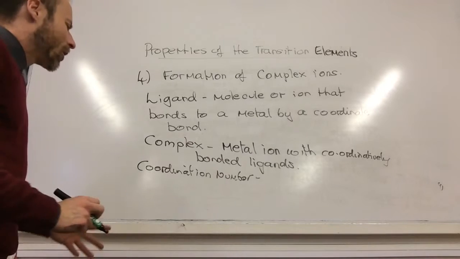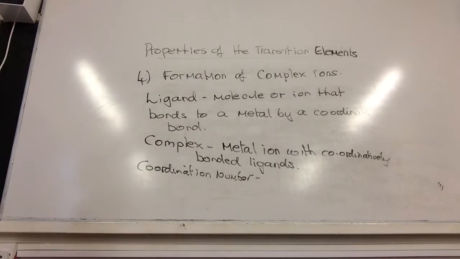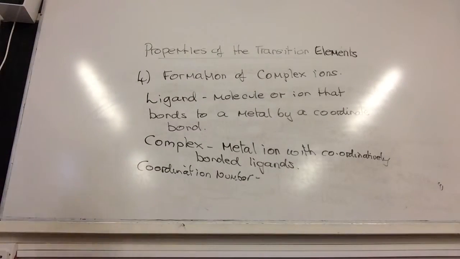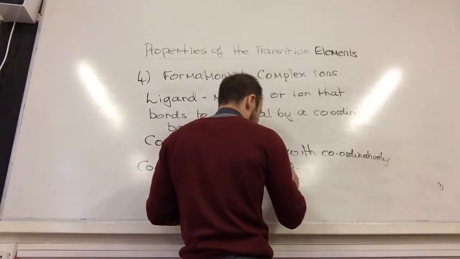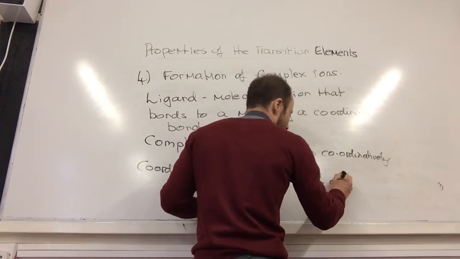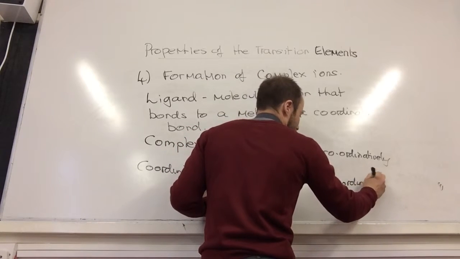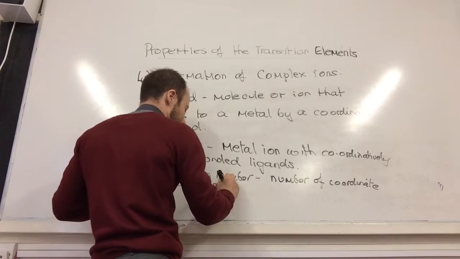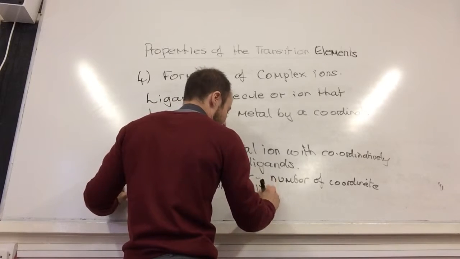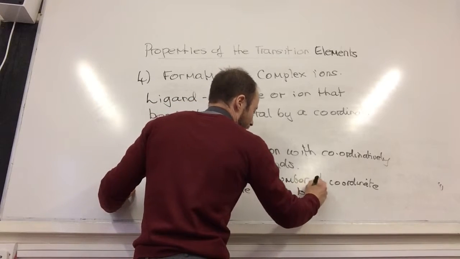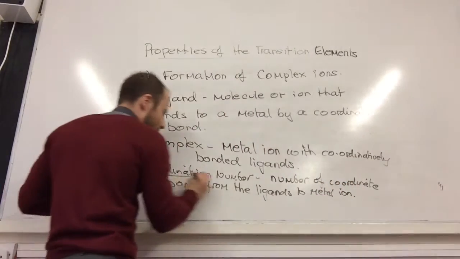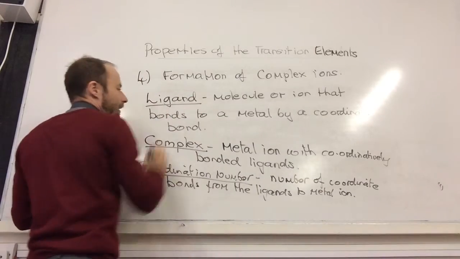The last one is a coordination number. The coordination number is the number of bonds that the ligands form to the metal ion. So that's basically the number of coordinate bonds from the ligands to metal ions. So you need to know those 3 definitions.